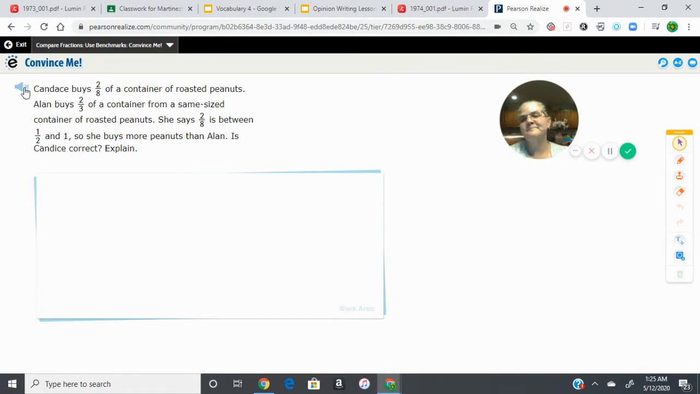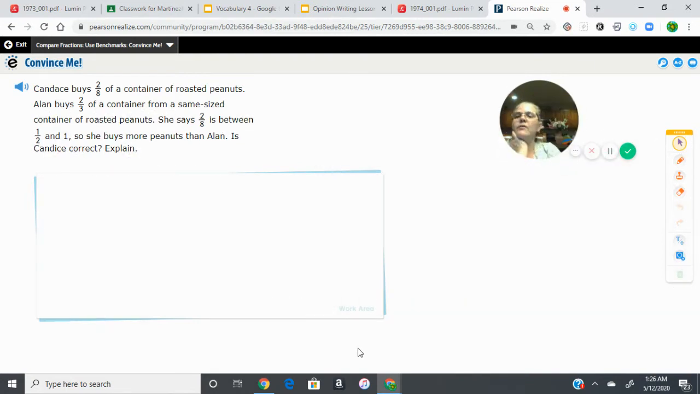Let's listen. Candace buys 2/8 of a container of roasted peanuts. Alan buys 2/3 of a container from a same-sized container of roasted peanuts. She says 2/8 is between 1/2 and 1, so she buys more peanuts than Alan. Is Candace correct? Explain.